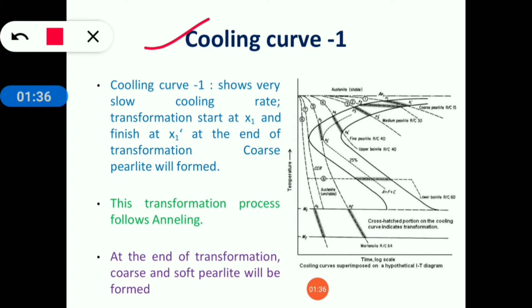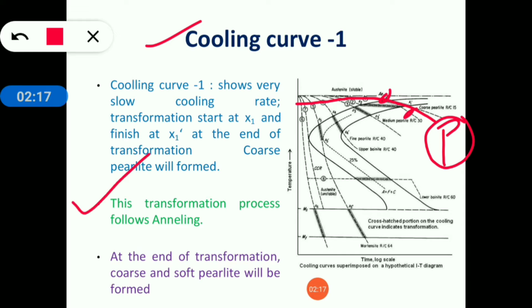There are different cooling curves. So cooling curve number 1, this one, the first curve. It shows a very slow cooling rate. It will start at this point and end at this point. At the end of this transformation, pearlite will be obtained, but here the transformation occurs at a very slow rate. Cooling is very slow, that's why here we will get coarse pearlite, coarse grain pearlite.